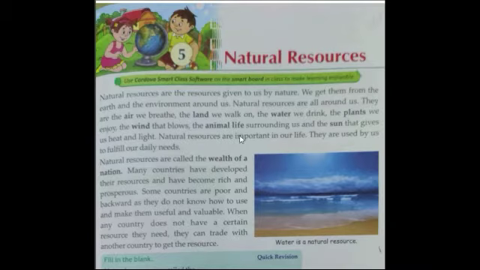Natural resources are very important in our life. They are used by us to fulfill our daily needs. Natural resources are called the wealth of a nation. Many countries have developed their resources and have become rich and prosperous. Some countries are poor and backward as they do not know how to use and make them useful and valuable. When any country doesn't have a certain resource they need, they can trade with another country to get the resource.